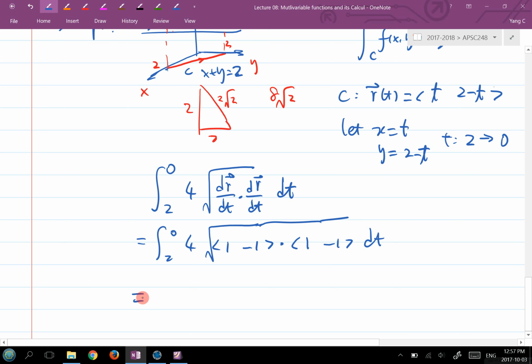I'm going to get a negative sign here. So 4 times 1 times 1, so that's root 2 dt. So overall, how come I get a negative here? I get a -8 root 2. What's going on here?